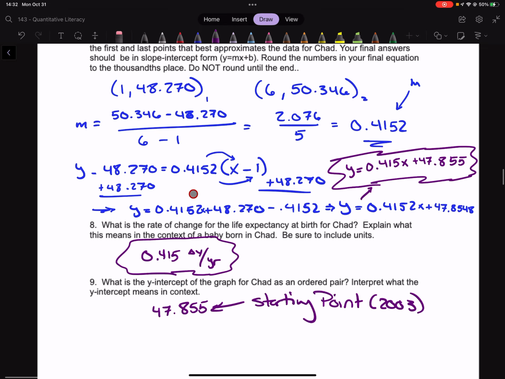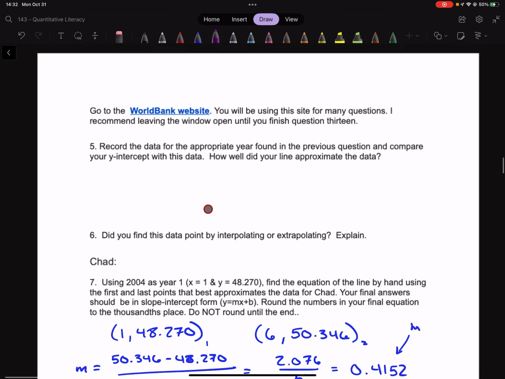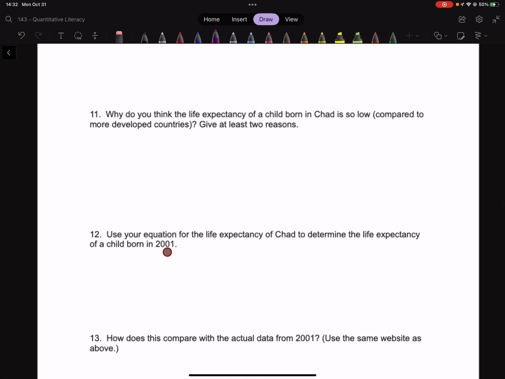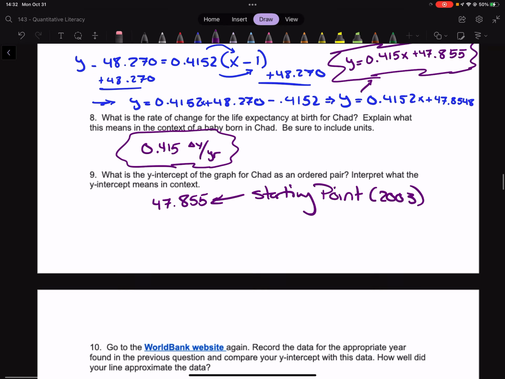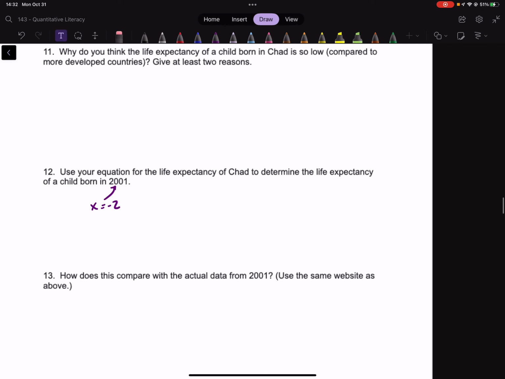Let's see, did we miss something up here? No, they didn't ask us to do that for that one. But for Chad, they want us to kind of go back in time a little bit and use our equation to find the life expectancy for a child born in 2001. Now, let's think about it from a perspective. 2004 was 1. 2003 is 0. 2002 would be -1. So 2001 would be x equals -2. So we can take our equation here. And I'm actually just going to copy and paste mine just to make it pretty straightforward. Take that equation, we're going to copy and paste it down here.